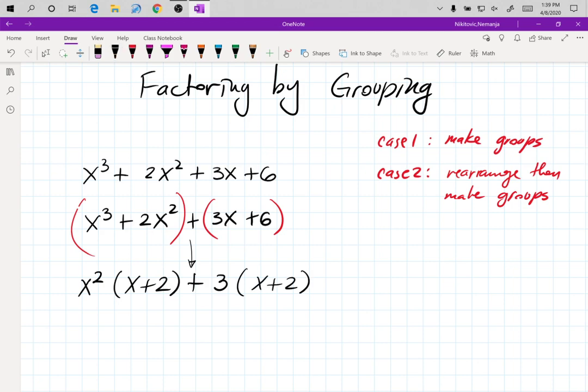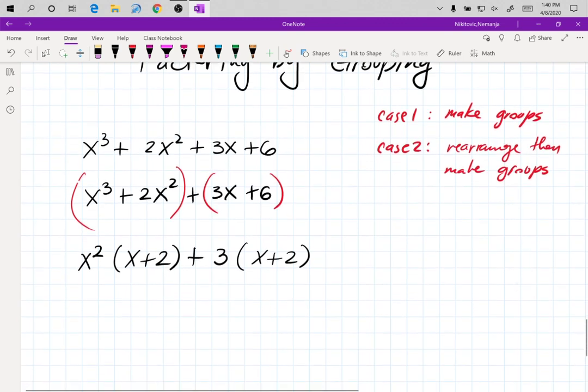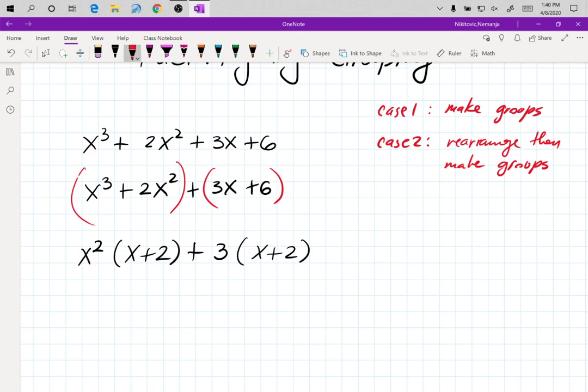Now, if you are not comfortable with that yet, it's okay to do it on the side. You have your 3x plus 3 times 2 is 6. You kick out 3 and the leftover is x plus 2. You can always do that on the side until you get comfortable. All right, cool. Now, what is common? Well, this and this is common. So I have my x plus 2 and the leftovers are x squared plus 3.